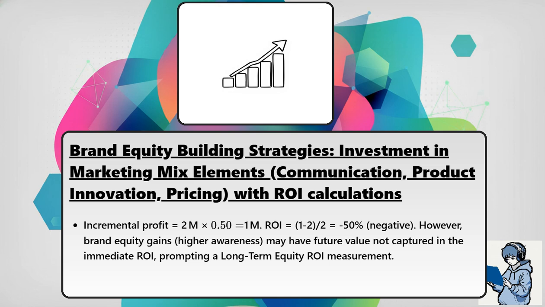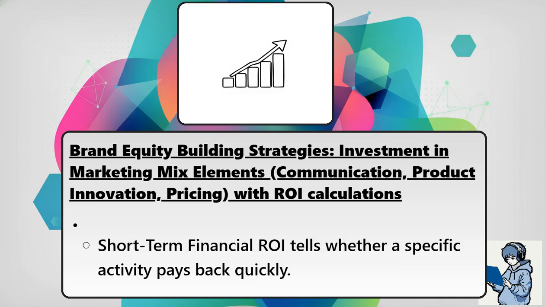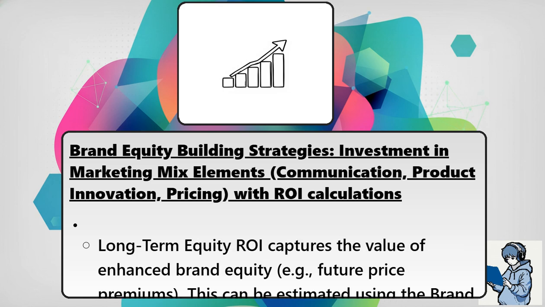ROI equals (1 minus 2) divided by 2 equals negative 50%. However, brand equity gains, higher awareness, may have future value not captured in the immediate ROI, prompting a long-term equity ROI measurement. Integrating ROI into equity building. Short-term financial ROI tells whether a specific activity pays back quickly. Long-term equity ROI captures the value of enhanced brand equity, for example, future price premiums. This can be estimated using the brand equity valuation methods from Topic 2 applied to the post-campaign equity uplift.